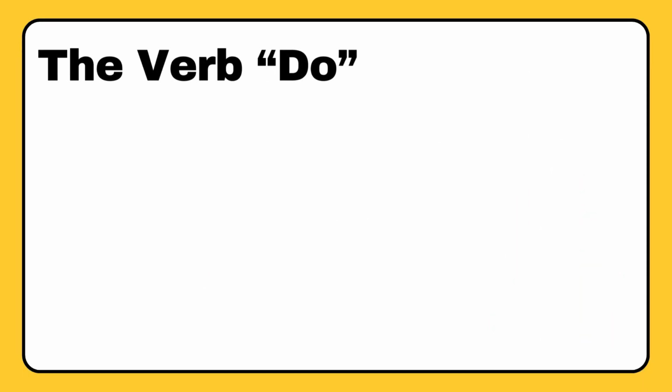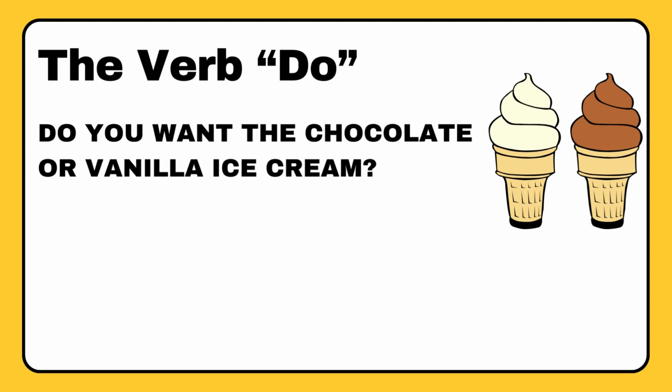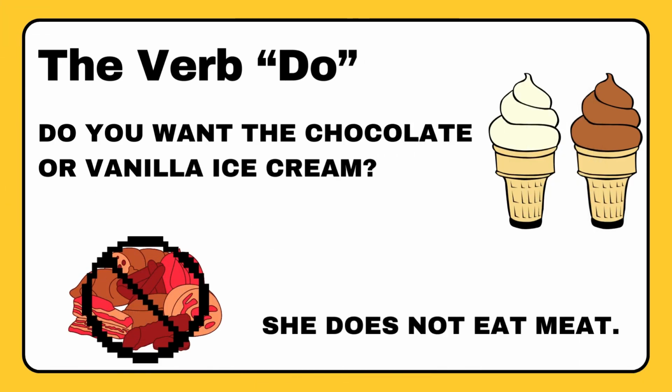Another auxiliary verb is the verb do. We use this verb when we are forming questions. Do you want the chocolate or vanilla ice cream? Or we use do to form a negative in a sentence. She does not eat meat.